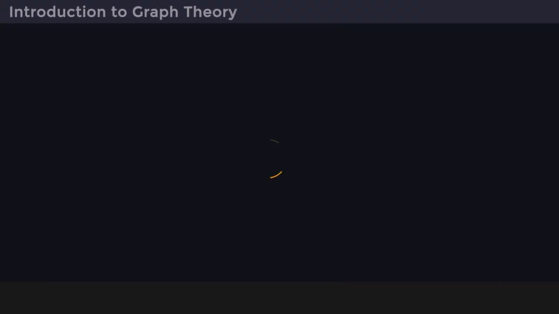Hello and welcome to another lecture about data structure. Today we will discuss graph theory. First, what is exactly a vertex? A vertex or node is the fundamental unit of a graph, as well as an edge. However, edges are responsible for connecting these vertices.